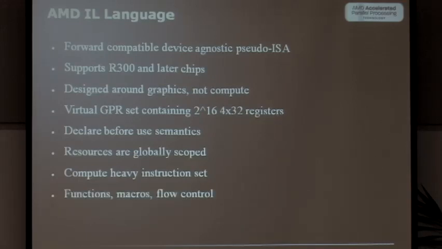We also have macros, flow control, and functions. But one of the interesting things is that functions are not scoped. So there's no scoping in functions, but macros do have scoping. So if you have two functions that modify register 0, then they'll overwrite each other. But in a macro, you can do that, and they don't overwrite each other.